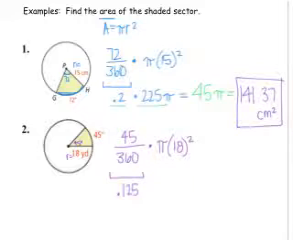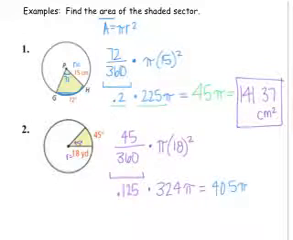Alright, so I found that 45 out of 360 is 12.5%, or 0.125. So I'm going to multiply that by, let's simplify this in terms of pi, 18 squared, and I get 324 pi. Go ahead and find the area. See if you can calculate the area in terms of pi. I got that 324 pi times 12.5% is 40.5 pi. So the area of that shaded region is 40.5 pi.